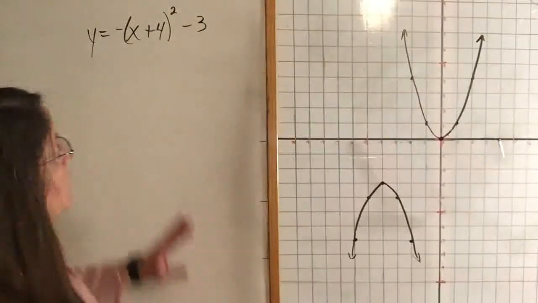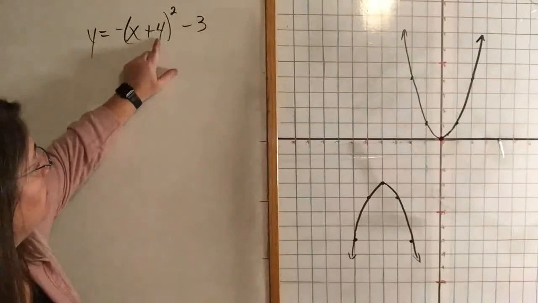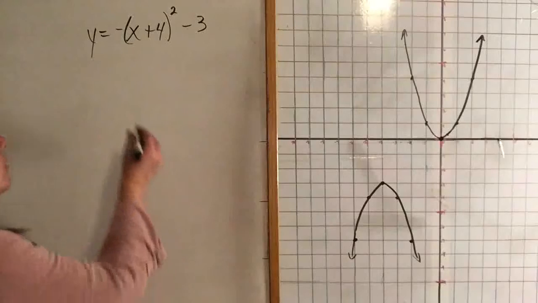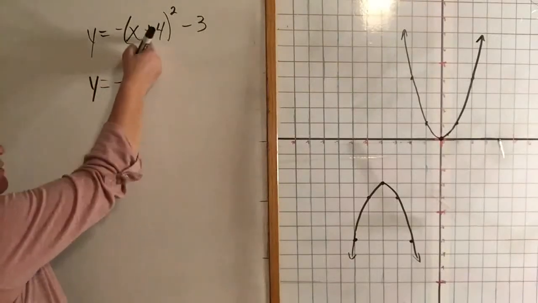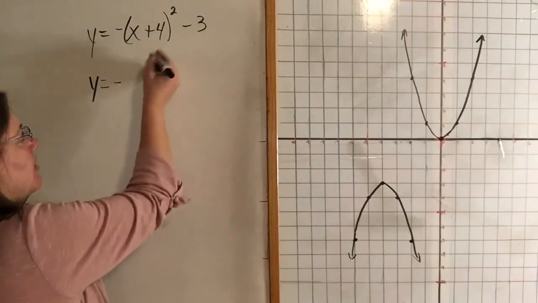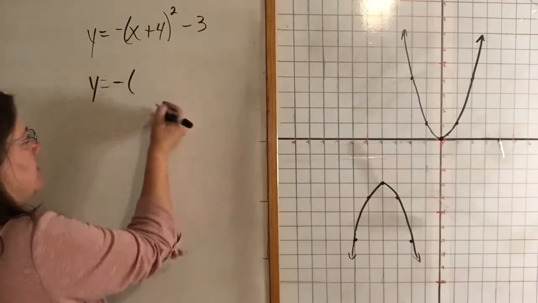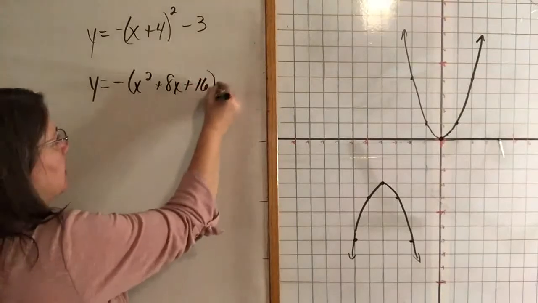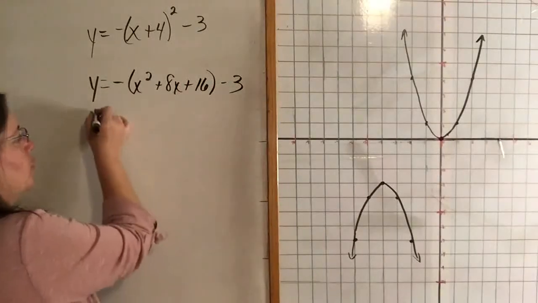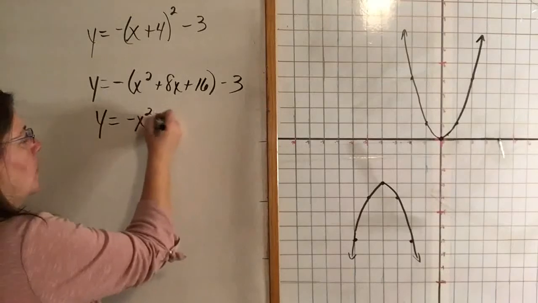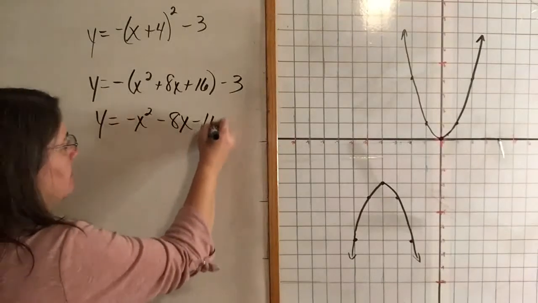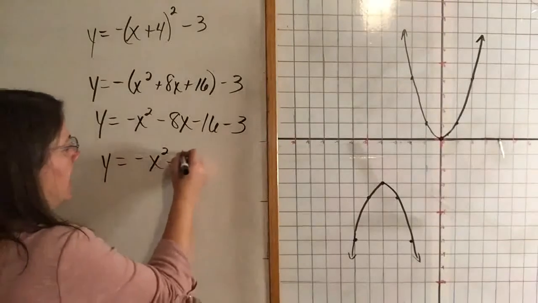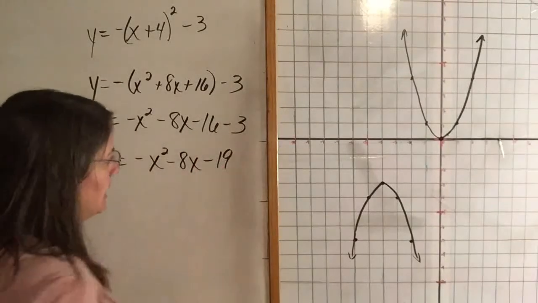So in this function, we know that the vertex is -4, -3, and we could put this in standard form if we just FOIL that. So x plus 4 times x plus 4, I'm going to keep the negative, that's x squared plus 8x plus 16, and I've got the -3. I distribute the minus sign, so that's -x squared minus 8x minus 16 minus 3. So y equals -x squared minus 8x minus 19.